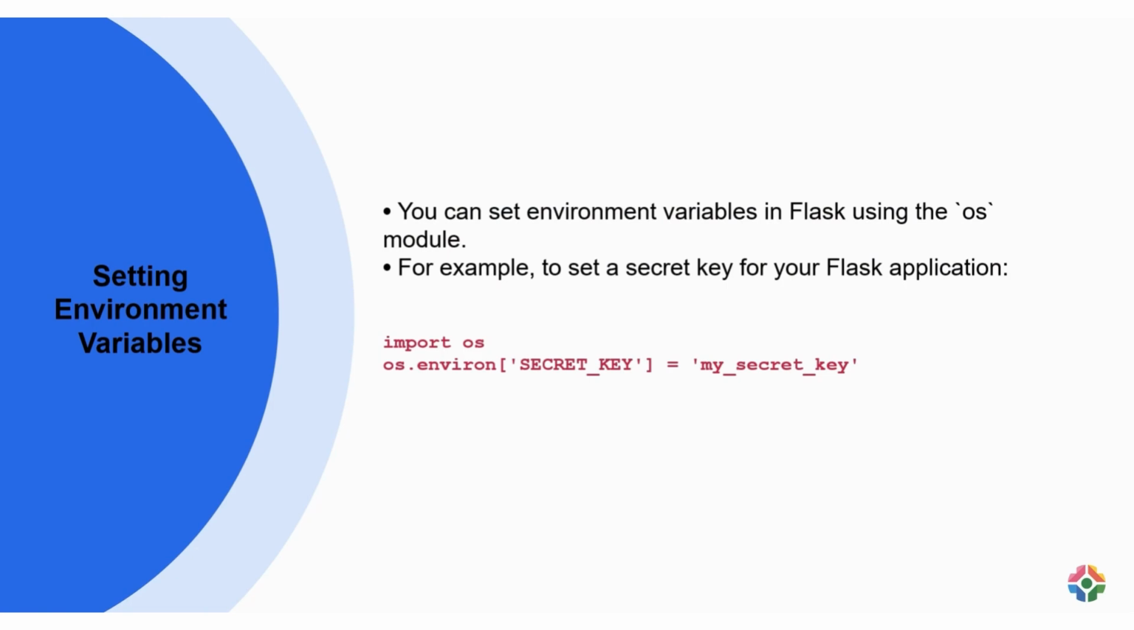For instance, to establish a secret key for your Flask app, you can set it like this: import os, then os.environ["SECRET_KEY"] equals "mySecretKey". This command will assign the value mySecretKey to the environment variable SECRET_KEY. By following this method, you can securely store sensitive information like API keys or database credentials in your Flask application.